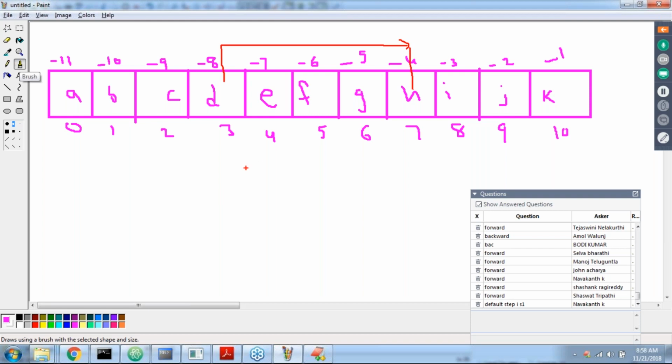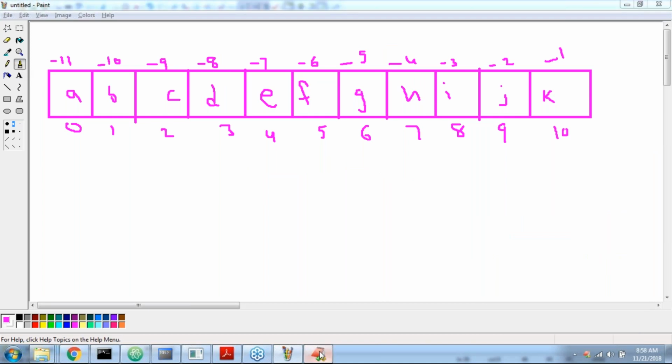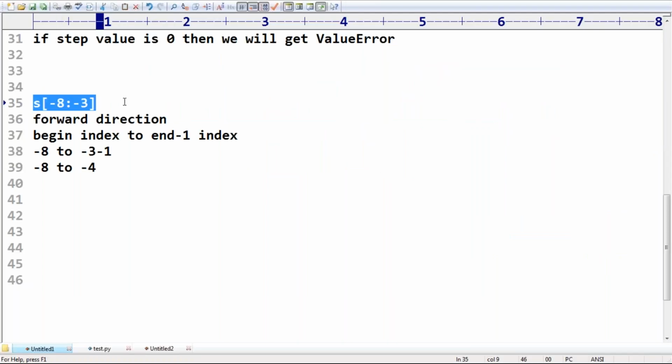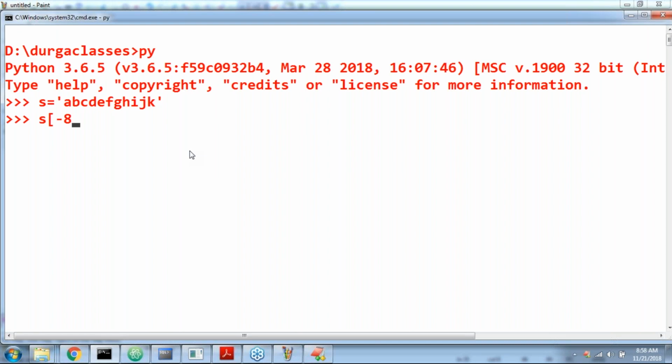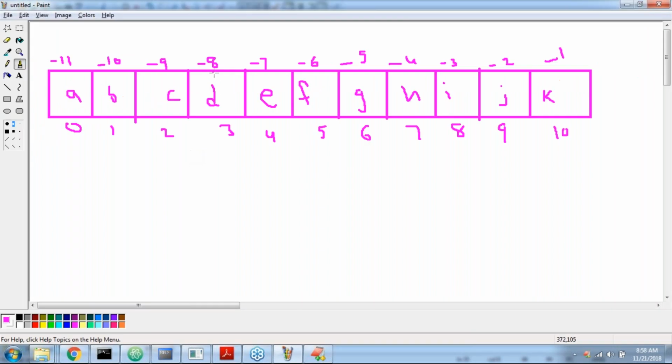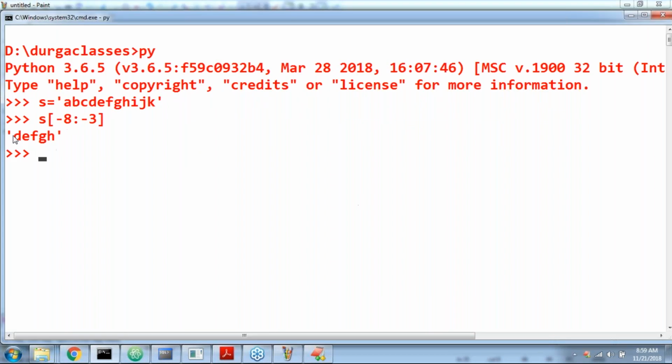If you are moving in the forward direction, this is the answer you are going to get by default: D, E, F, G, H. Observe carefully: S of -8 colon -3. What is the output? D, E, F, G, H. That is the answer. -8 to -4 means D, E, F, G, H.